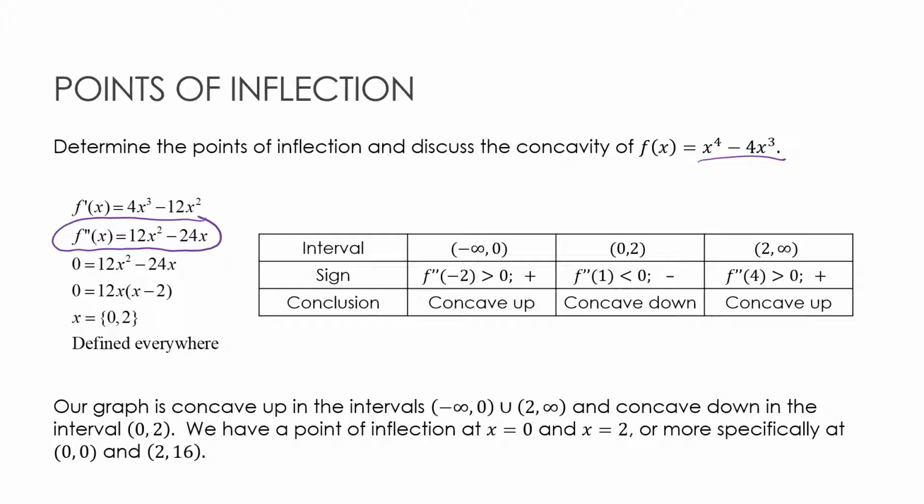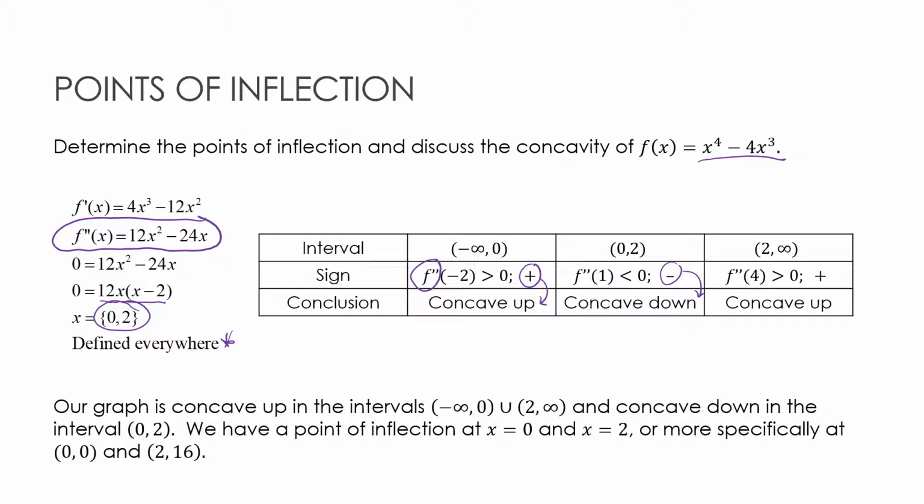So pretty easy to factor this guy, 12x times x minus 2, which gives me 0, 2. Defined everywhere, which means there is no point at which my second derivative is undefined. So I only have those 2 possible points of inflection at x equals 0 and x equals 2. I'm making my table as I did before, and I'm plugging it back into f double prime to find positive, which means concave up, or negative, which means concave down.